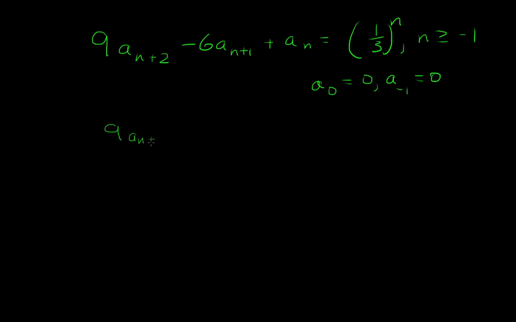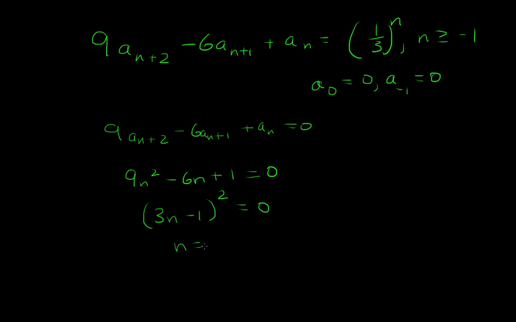Basically, we'll look at the homogeneous case, in other words, when this is equal to 0. So we'll write it as 9n² - 6n + 1 = 0. I can factor this into (3n - 1)² and get that n is equal to 1/3. There are two roots, but they're both the same, both 1/3. So the solution will be C1 (1/3)^n + C2 n (1/3)^n. So this is the homogeneous case.